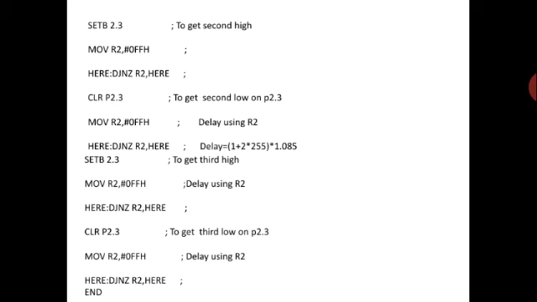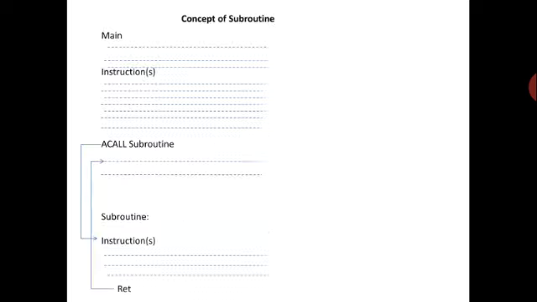This is done without using a subroutine. If you notice here, MOV R2, #0FFH and DJNZ R2 are written very repetitively. That means you can keep these two instructions outside the main code and call them a delay, and you can just call it whenever you want access to it. So here is the concept of a subroutine.